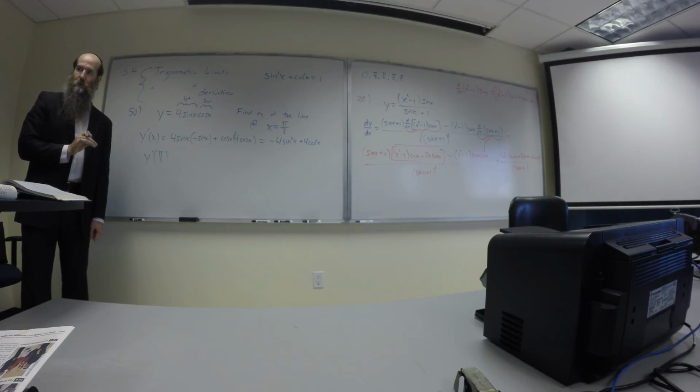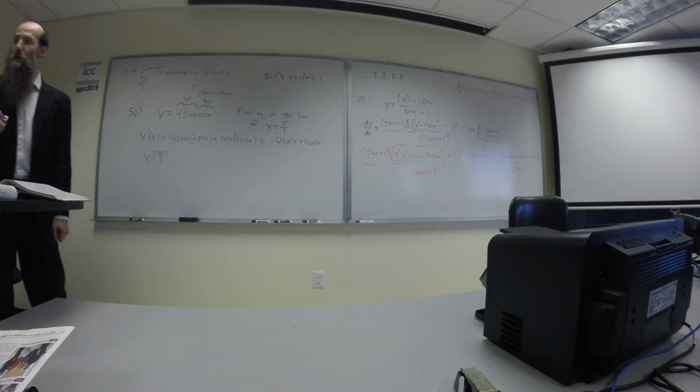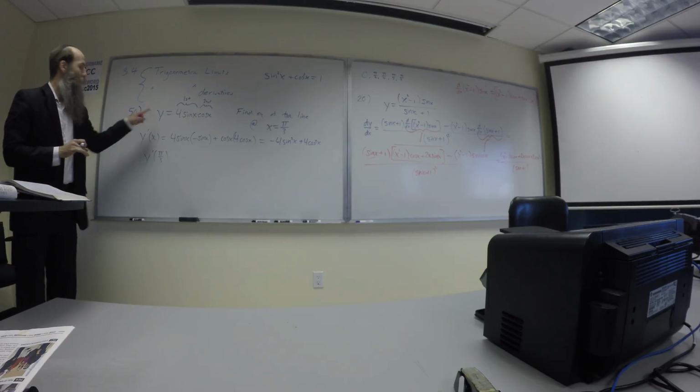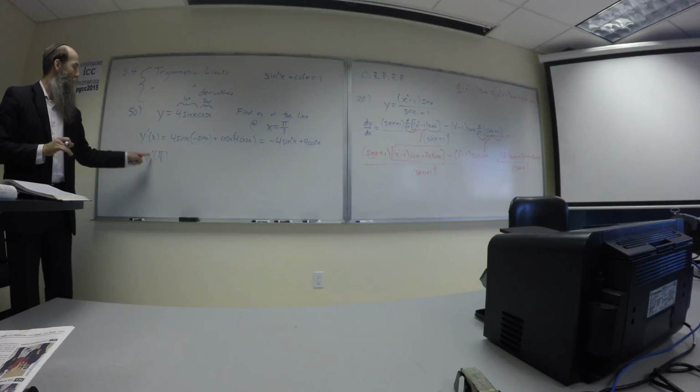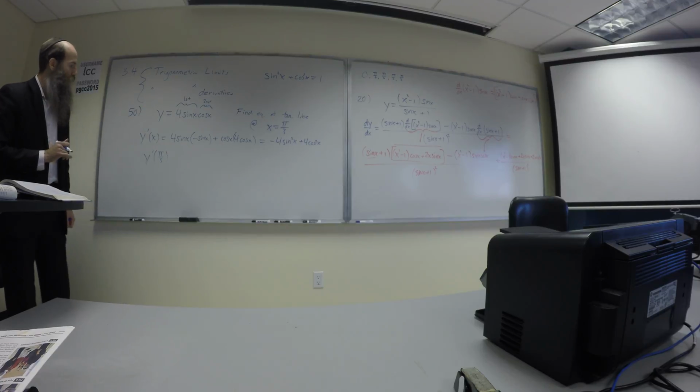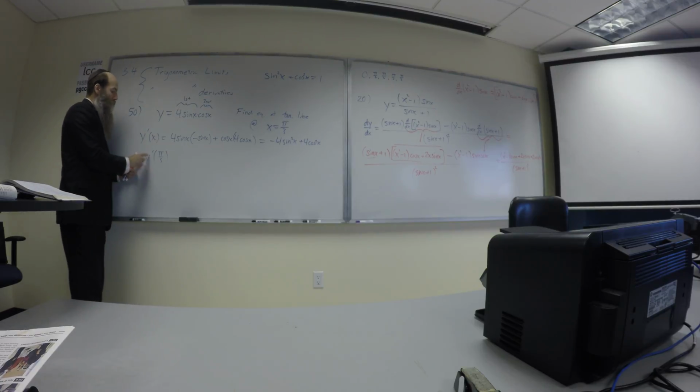Okay, isn't that the slope of y prime then? The slope of y prime? No, y prime is the slope of y. That's what the prime means. The slope of that original thing. Okay, thank you. So I want to know y prime. I want to know the slope of y at pi on 3.